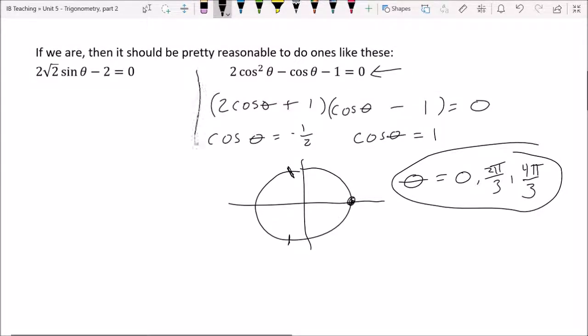It's not the exact same question that we had in the intro, but it's a really similar question. Keep in mind, we want to get theta by itself, so we're going to do algebra moves that are in service of that goal. So let's start out by adding 2 on both sides. So we get 2√2 sine theta equals 2. We want to get rid of this 2√2.